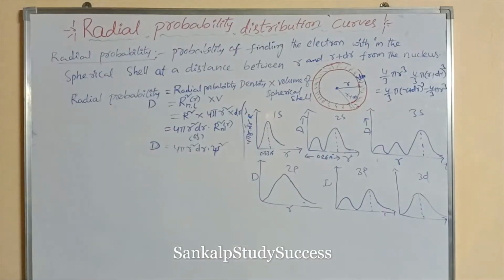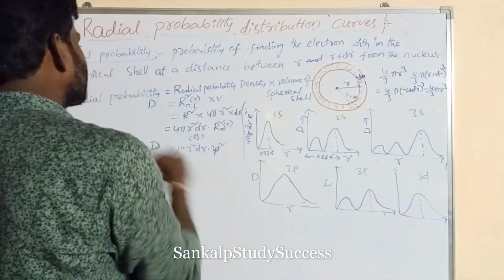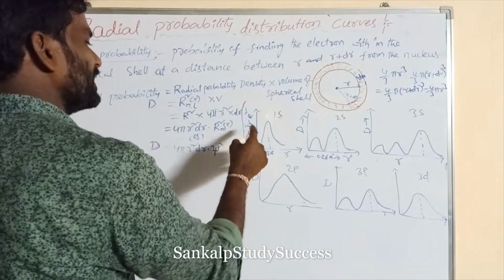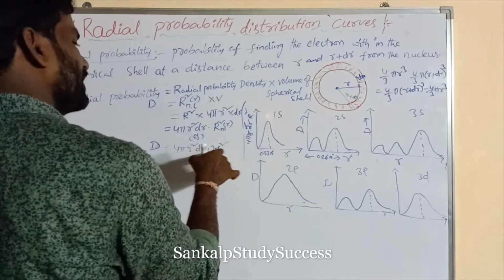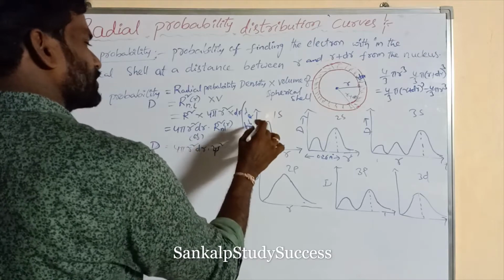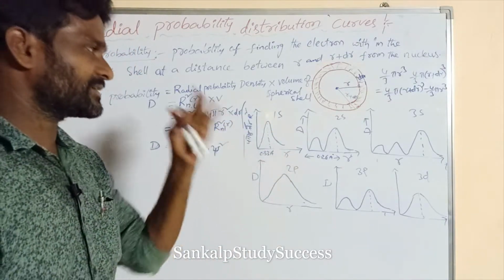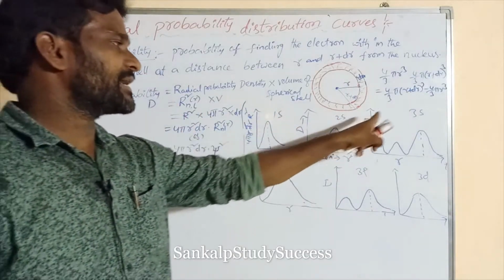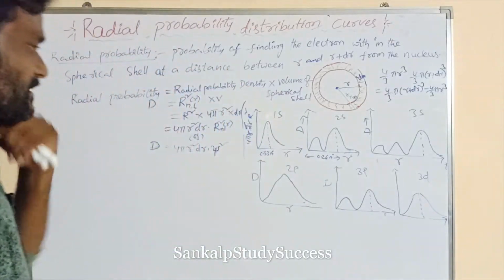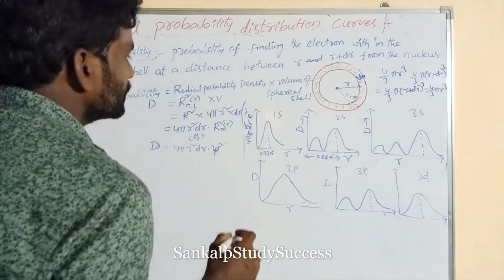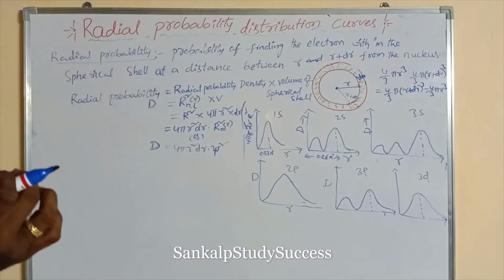Now if we draw a graph between D, meaning radial probability, like 4 pi r square into dr into psi square or r square, both are the same. This is also taken as D, and radial distance, for the 1s orbital, 2s orbital, 3s orbital, 2p orbital, 3p and 3d orbitals. Now please observe this. So here, what are the radial probability distribution curves?